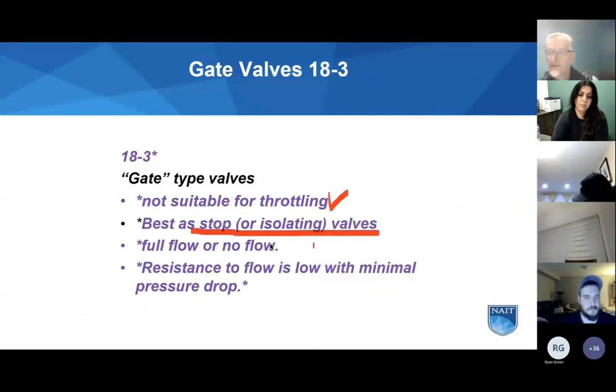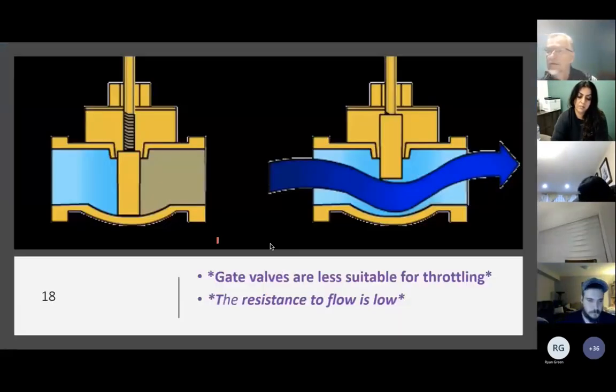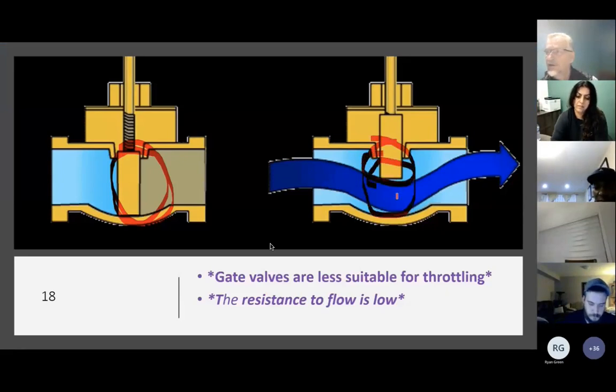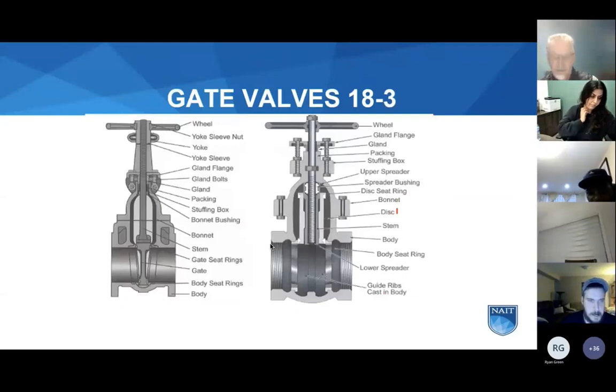In the video, he called them on-off valves, so full flow or no flow. And resistance to flow is minimal. And there's a picture of the gate closing the valve and showing resistance to flow if it's partially open. Okay. Another shot of a gate valve with all the parts shown there. The picture out of the book is this one, showing all the parts that were described in great detail.